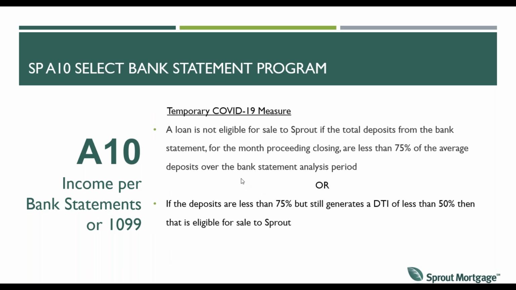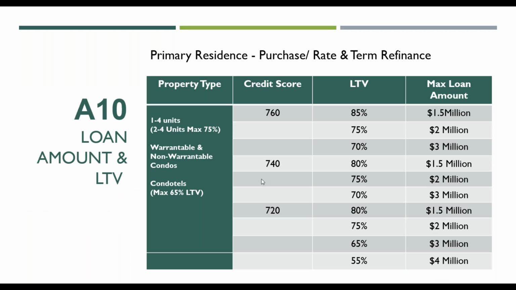I mentioned the temporary COVID measures. Please read your bank statements. Look at them before you send them in so we know where we're going, okay? If there's less than that 75%, but they still meet the DTI, you're okay. But if not, then we're not going to be able to do your loan.